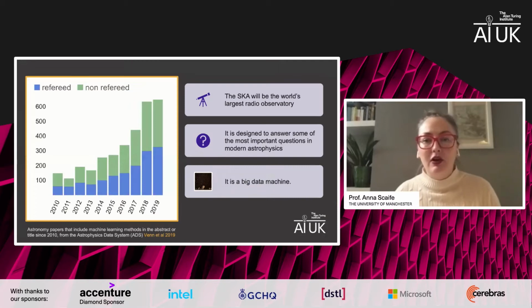Now, with that kind of volume of data, AI is going to be an integral component of analysing the output from this telescope. And the astronomy community has started to prepare for this. You should be able to see here on the left that the number of papers in astronomy that include machine learning methodology has grown exponentially over the last decade. And these cover a wide range of AI methodologies, dimensionality reduction, classification, regression, all kinds of different things.